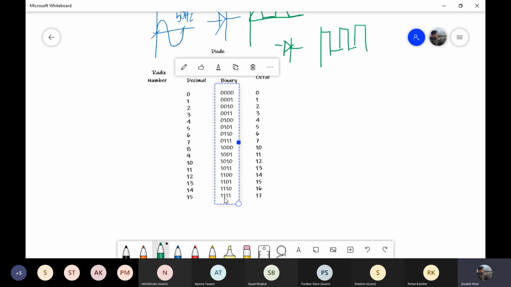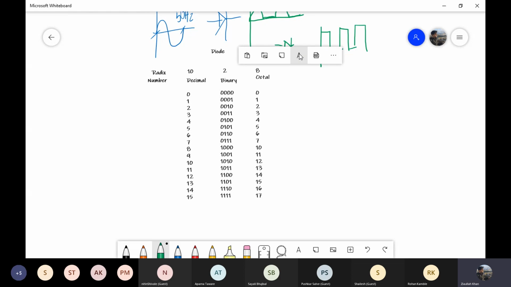We are not going to call it 1111. And then the last number system that we're going to study is the hexadecimal number system. And the radix of hexadecimal number system is 16. So it is hexadecimal.